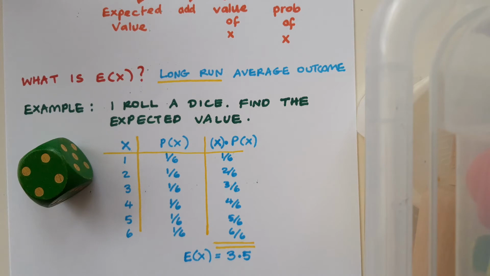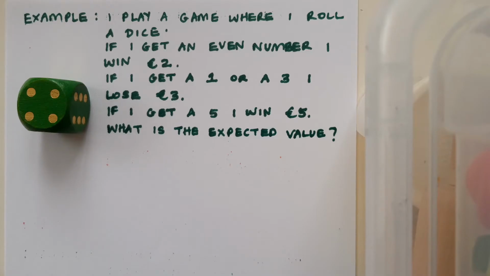But sometimes we'll have examples or questions where we have an amount of money assigned to a particular outcome, maybe winnings or losses that might occur depending on different outcomes. And this is a fairly common type of question that we'll encounter in expected value. So let's have a look now at an example of one. So in this example, we're sticking with the dice, but we're changing the way the question is worded a little bit. I'm playing a game where I roll a dice. If I get an even number, I win €2. If I get a 1 or a 3, I lose €3. And if I get a 5, I win a fiver. And I want to know what is the expected value.